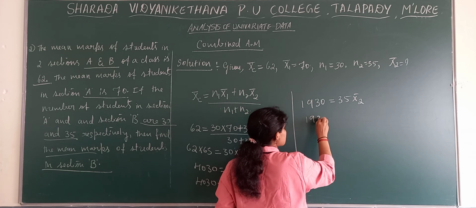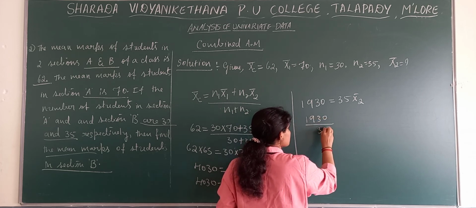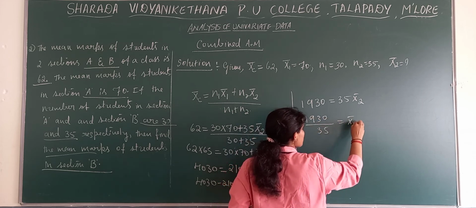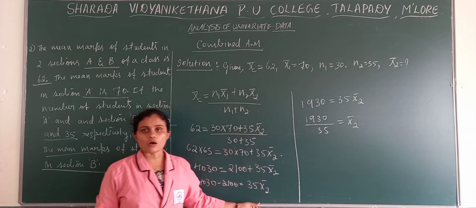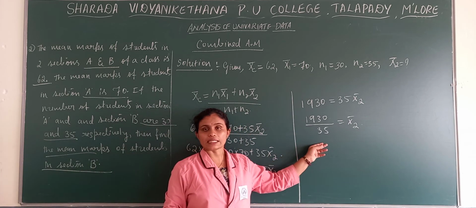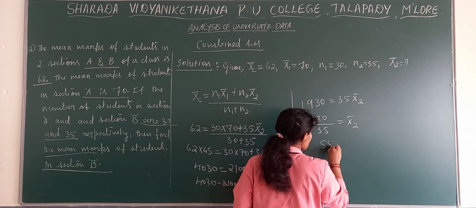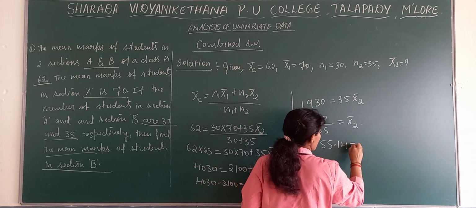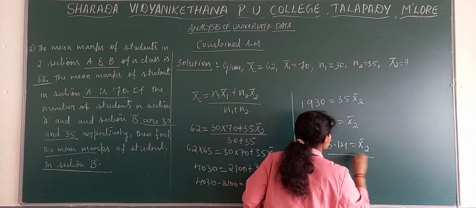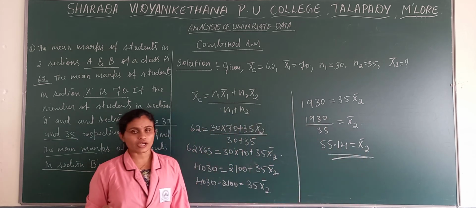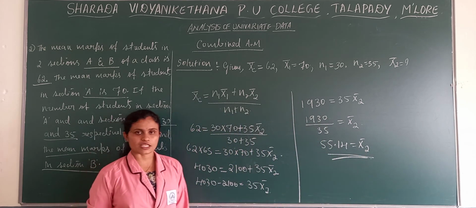Now 1930 divided by 35 is equal to x bar 2. Now 1930 divided by 35, there we get 55.14 as x bar 2. So here we get 55.14 as x bar 2.